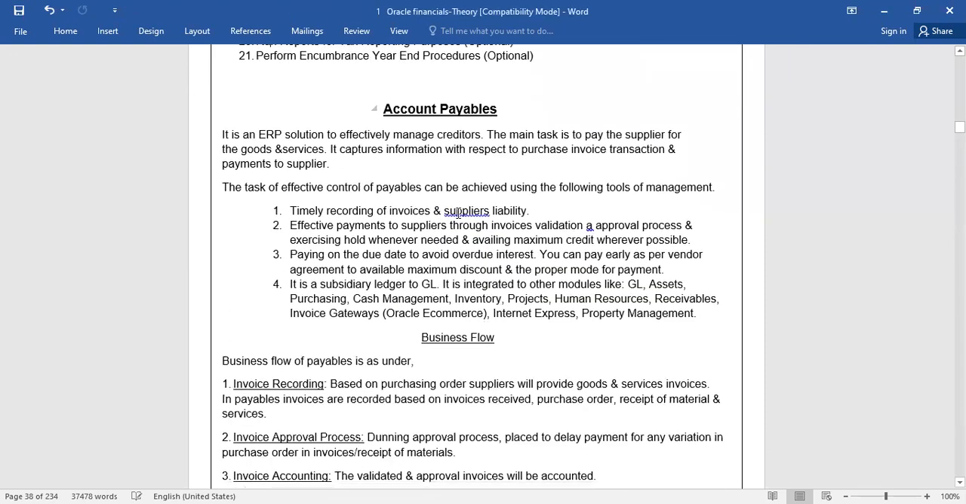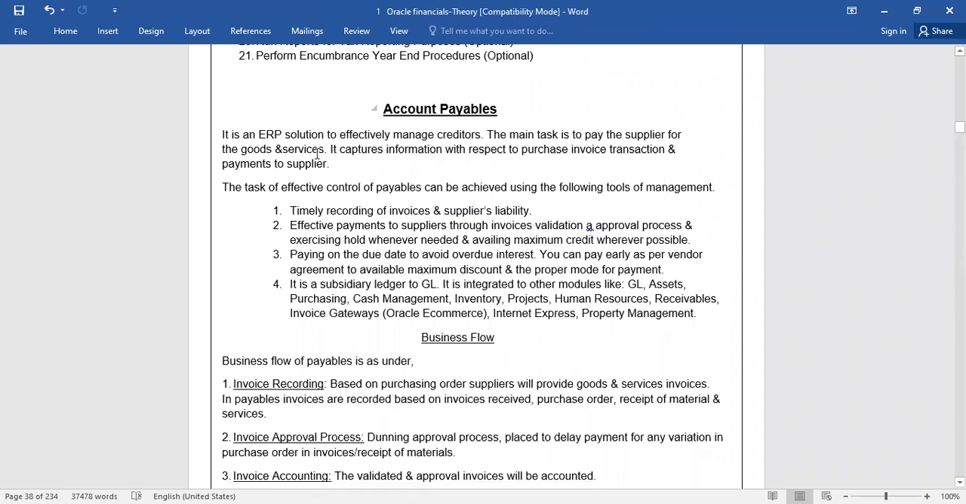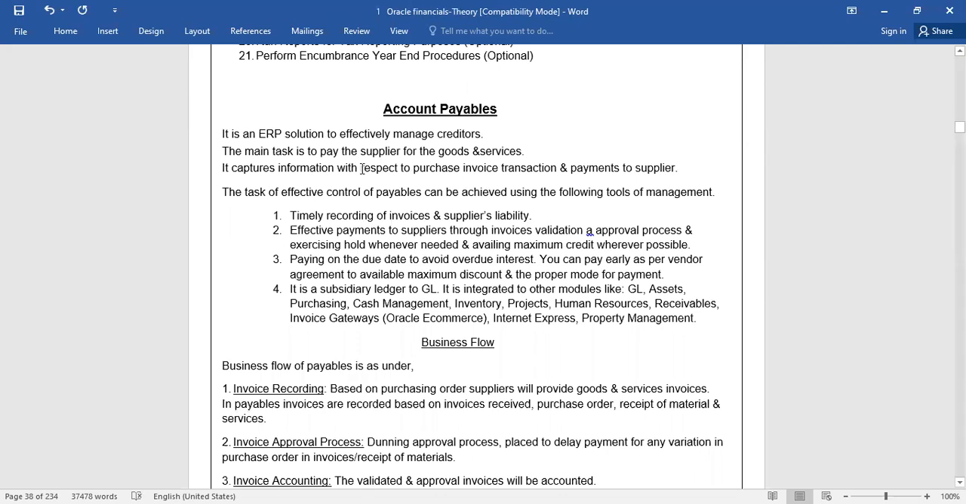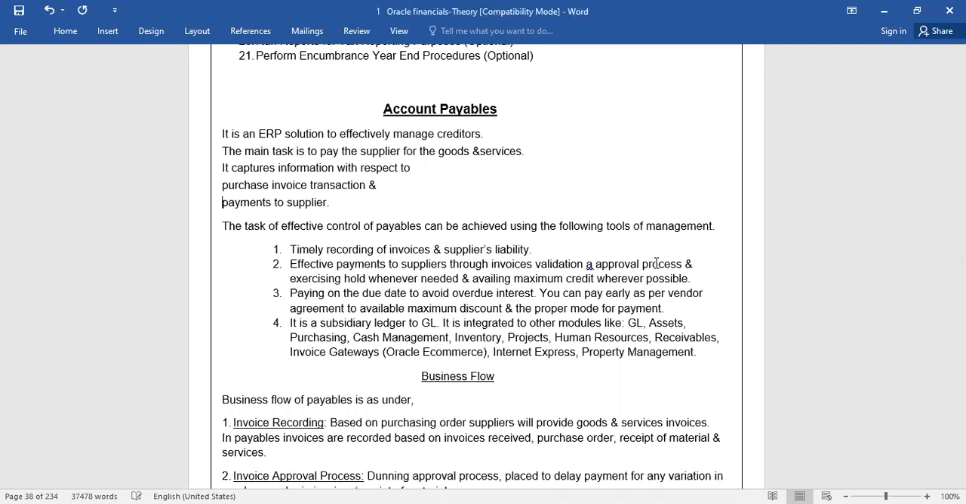So we can see accounts payable in Oracle 11i and Oracle 12. What is accounts payable? It is an ERP solution to effectively manage creditors. The main task is to pay the supplier for the goods and services. It captures information with respect to purchase, invoice transactions, and the payments to the suppliers.